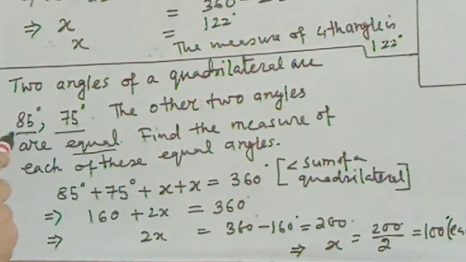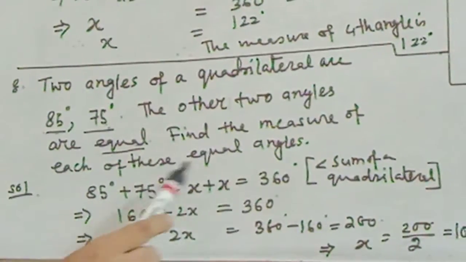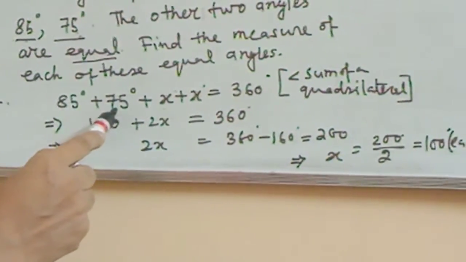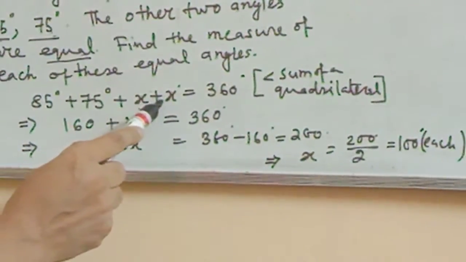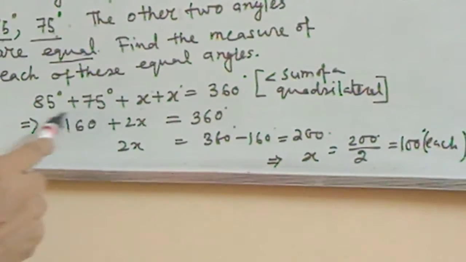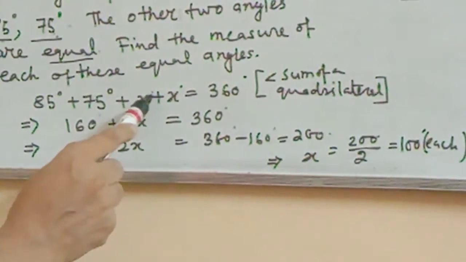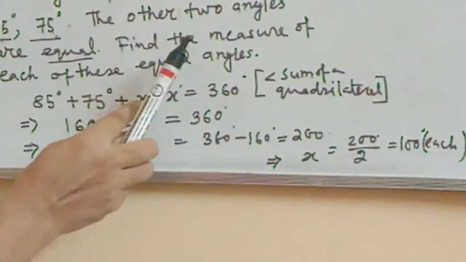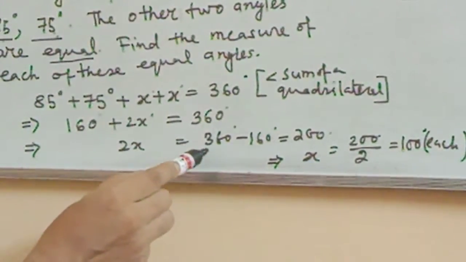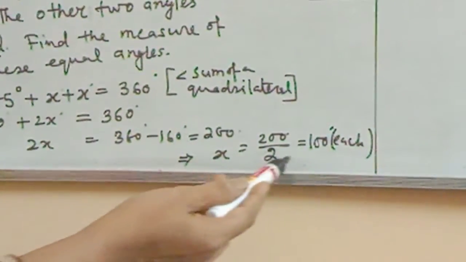Two angles are given, 85 degree and 75 degree. So you write, let the equal two angles be x degree each. So 85 degree plus 75 degree plus x degree plus x degree is equal to 360 degree, angle sum of a quadrilateral. If you add this, you will get 160 degree. 160 degree plus x plus x, that is 2x degree, is equal to 360 degree. So 2x is equal to 360 degree minus 160 degree, is equal to 200 degree. Therefore x is equal to 100 degree.